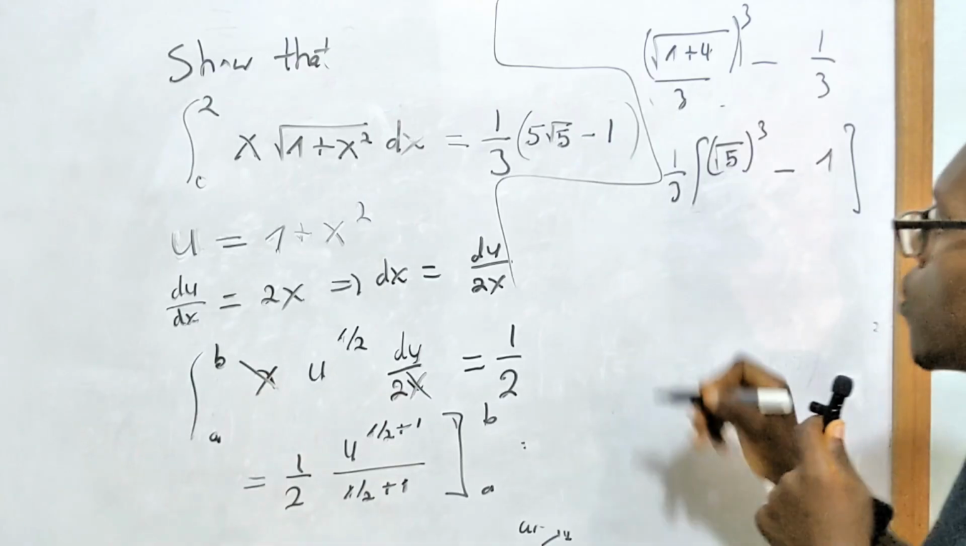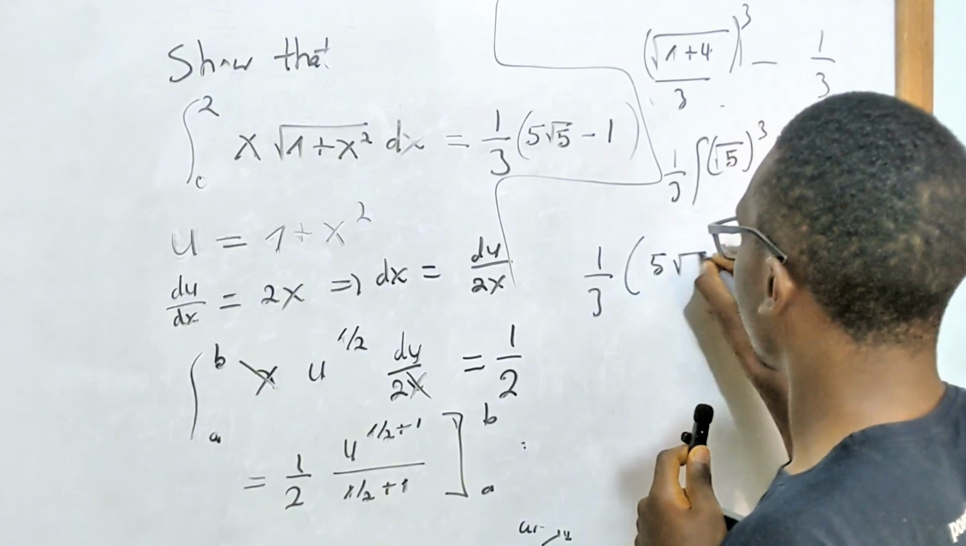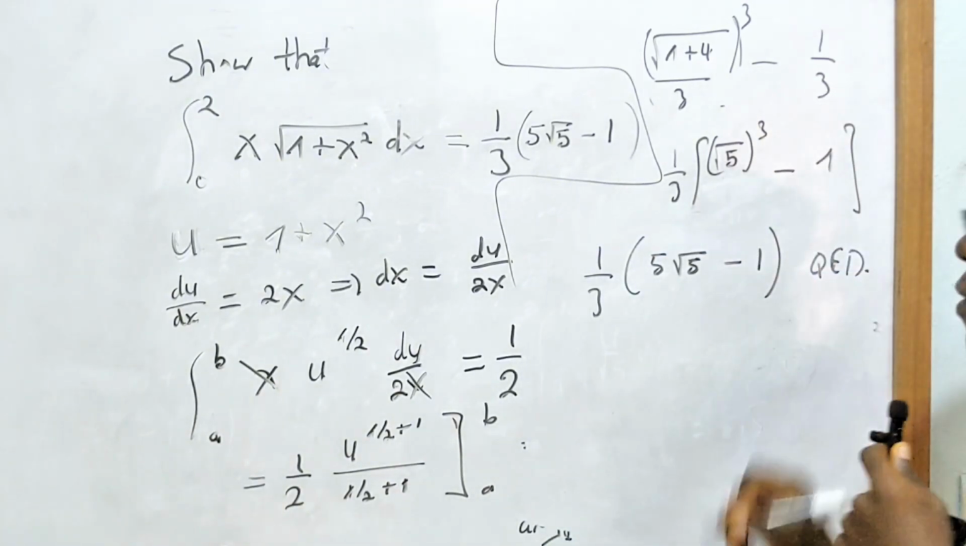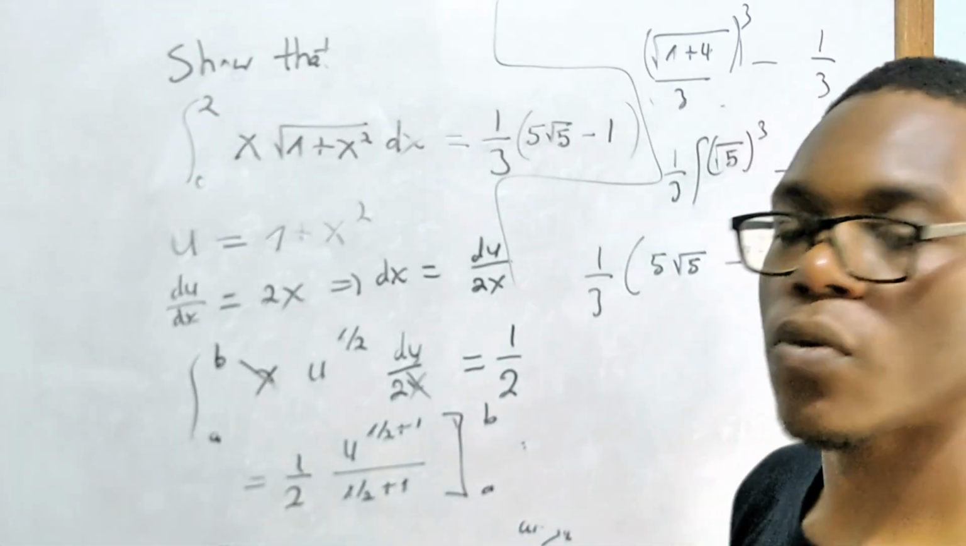Hence, I'm going to have at the end 1/3 times 5 root 5 minus 1. And QED. Finally, you did it correctly. That's a better solution. Okay, let's continue with the next question.